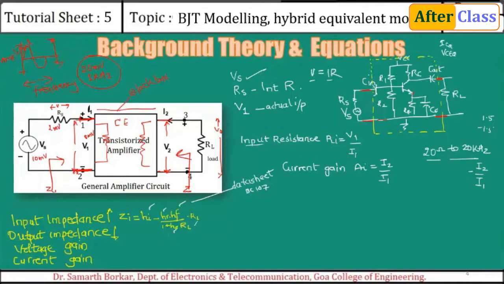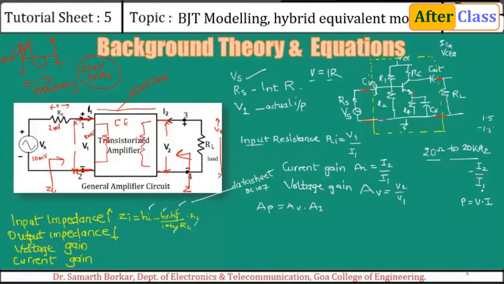And then if I want to calculate the voltage gain, it is always represented by A subscript V. It will be V2 by V1. V2 is the output voltage and V1 is the input voltage. And if I want to calculate the power gain, AP, it will be AV into AI. What is power? Power is the product of V into I.